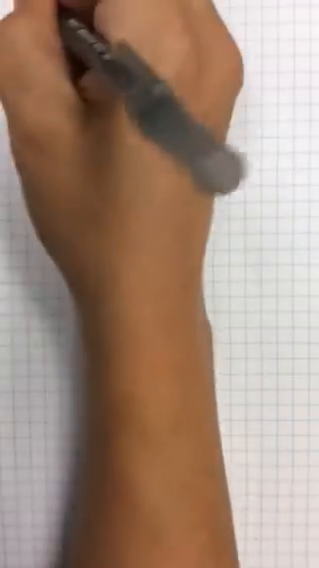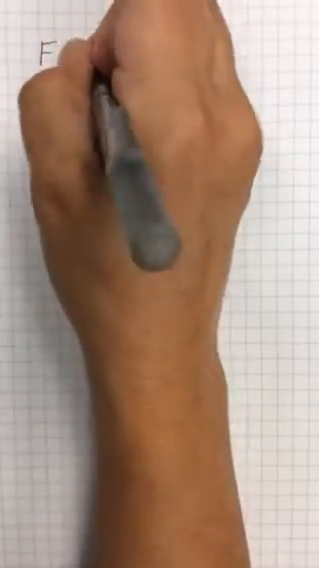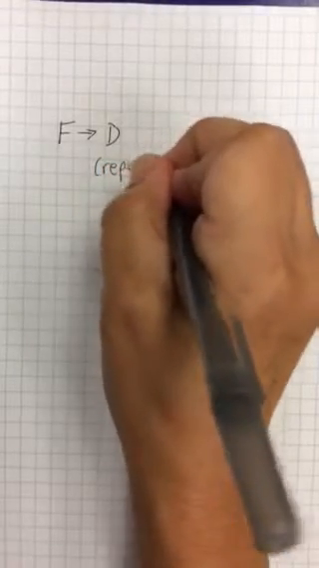Okay, here I am again, Ms. Clark, giving a short lecture on converting fractions to decimals. But this time we are going to have fractions that convert to decimals that we call repeating decimals.